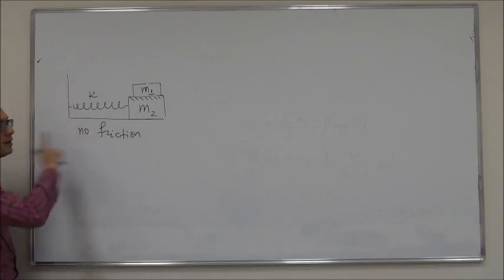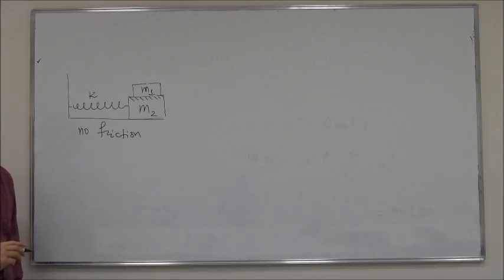Because there is no friction, the system undergoes a simple harmonic motion. So the question is, what is the maximum value of the amplitude the simple harmonic oscillator can have, such that block M1 doesn't slip from block M2? Okay, so that is the question. What is the maximum value of the amplitude we can have?